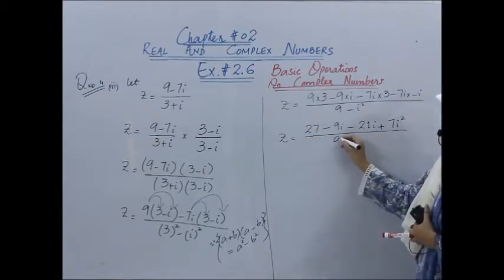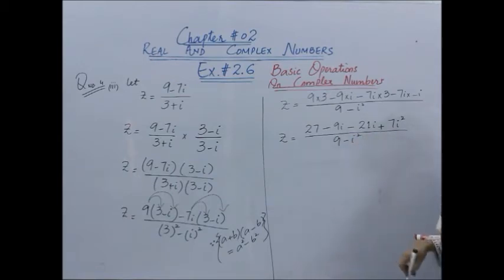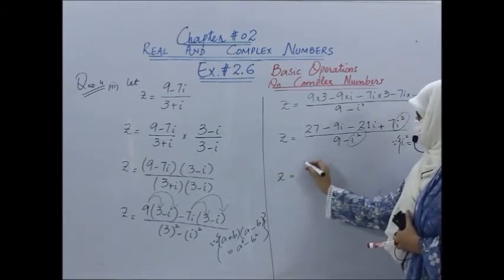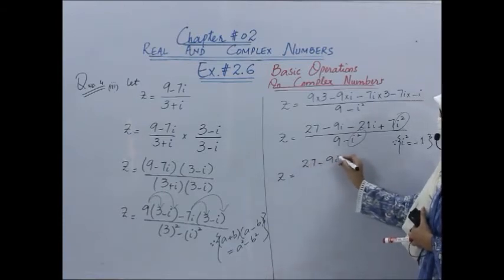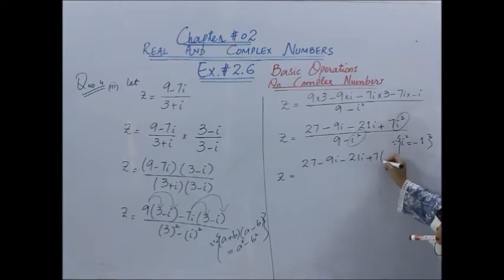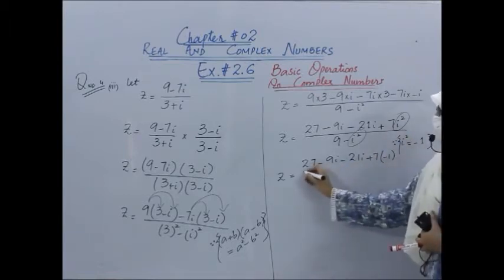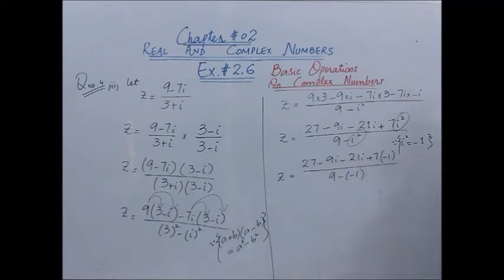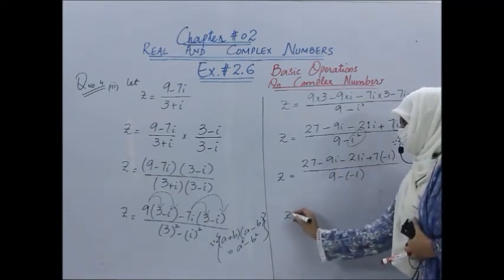Now student, what would be our next step? We will replace iota square with what? Iota square with minus 1. So you will mention it over here that iota square is equals to minus 1. So now let us simplify it. Z is equals to 27 minus 9 iota minus 21 iota plus 7 into minus 1. Now what about the denominator? 9 minus minus 1.